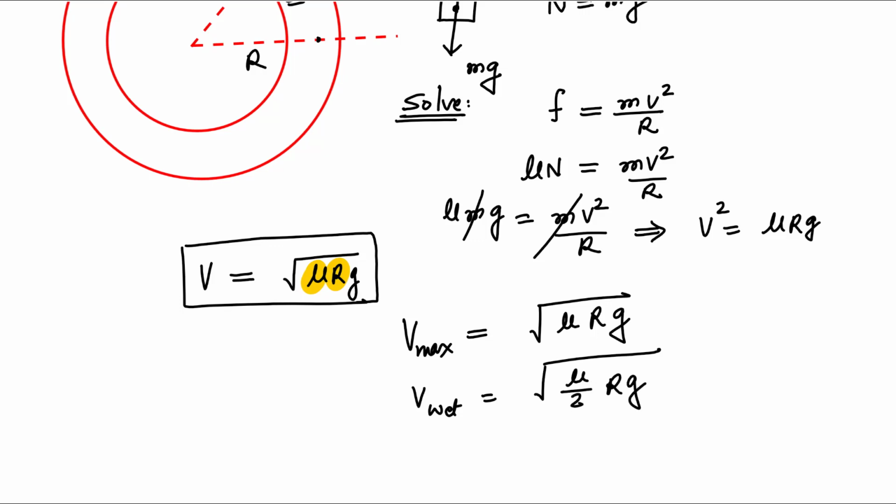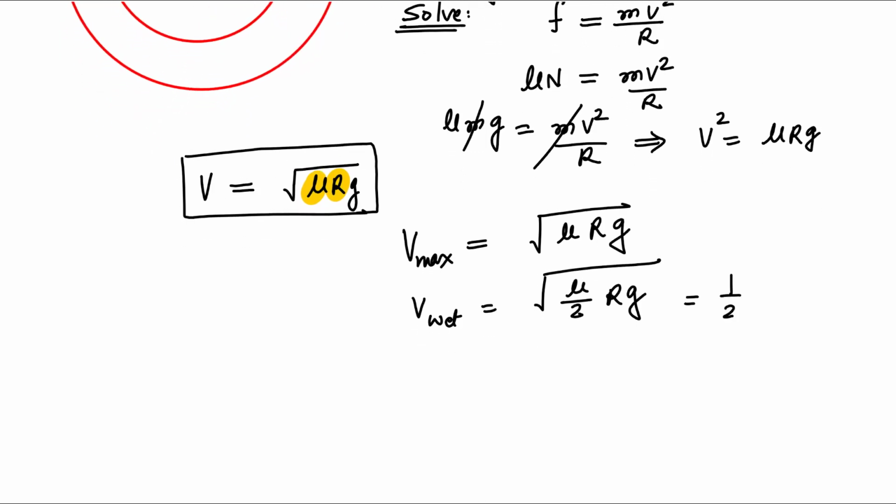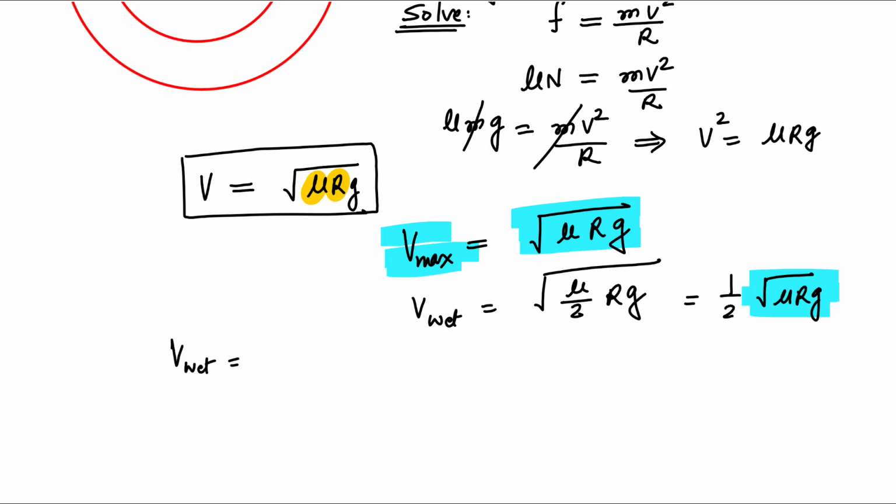If you divide these two equations, you can write 1 by root 2, and the square root of mu rg is nothing but v max. So we can write v wet equals 1 by root 2 times v max. And v max is given, that is 10 meter per second. So 1 by root 2 into 10 is 5 root 2 meter per second.